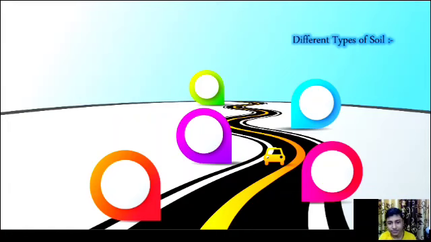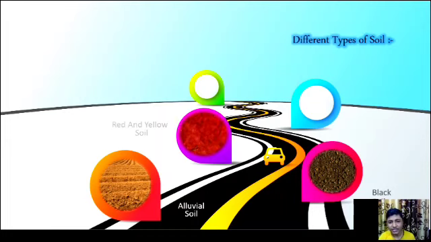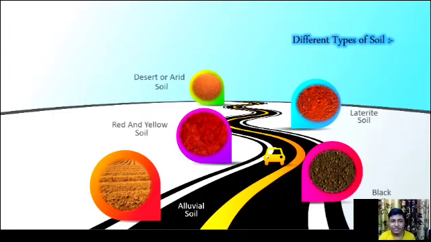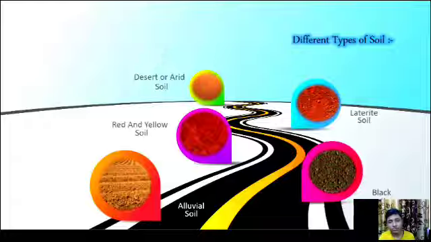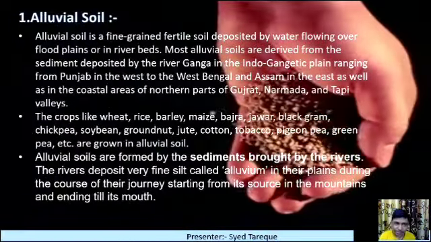So let's start. There are four to five different types of soil which are as follows. First is alluvial soil, second is black soil, third is red and yellow soil, fourth is laterite soil, and fifth is desert or arid soil. We will discuss them in detail. First, alluvial soil.